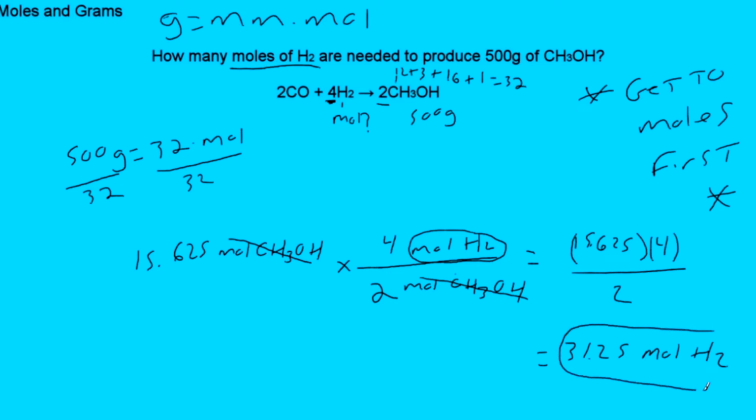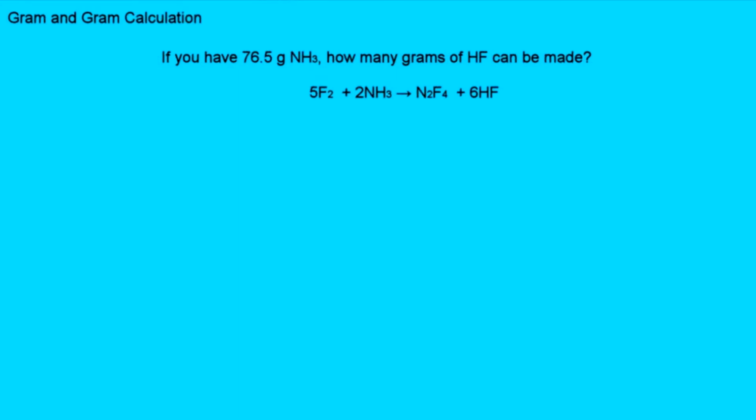That's our answer. So this was 2 steps. We got to moles first, and then we did our mole ratio step. These are all going to have the mole ratio step. It's what stoichiometry is about. Okay, let's try another one.